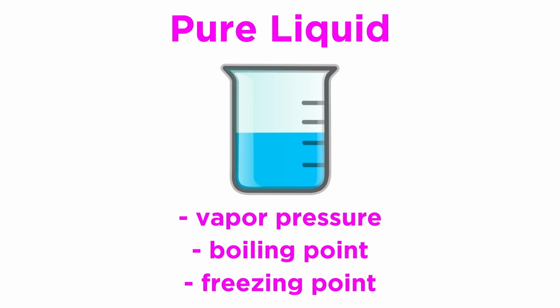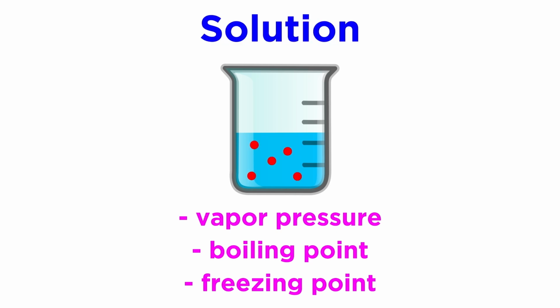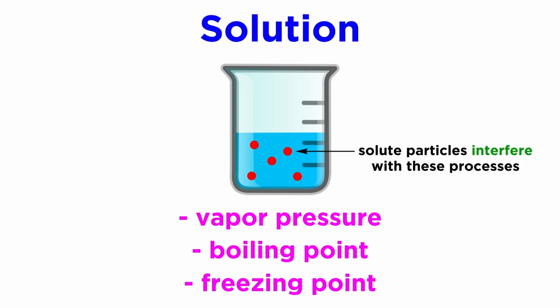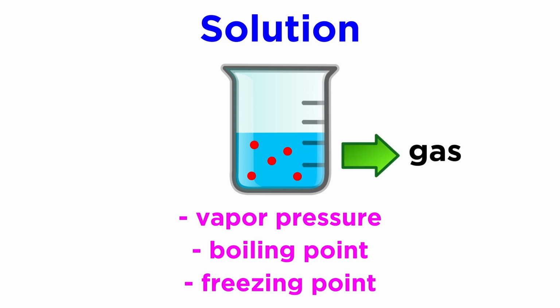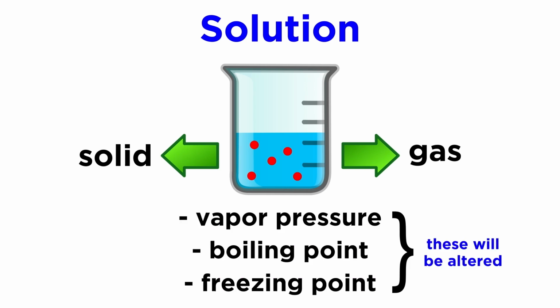As we know, a pure liquid will have a certain vapor pressure, boiling point, and freezing point. But once solute is added to this liquid, generating a solution, the physical processes that are related to these values will experience interference from the solute particles. As solvent molecules attempt to go from the liquid phase up into the gas phase, or as they attempt to go into the solid phase by forming a lattice, the solute particles will obstruct this behavior, resulting in an alteration of vapor pressure, freezing point, and boiling point.